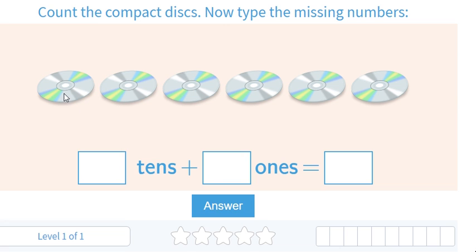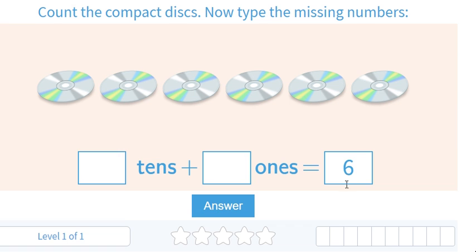So let's count. 1, 2, 3, 4, 5, 6. So there are 6 compact discs in this set. So I'm going to write a 6. But when I write the number 6, it is only one number. That means that it only has 6 ones. It's not a teen number, nor is it a number in the 20s, the 30s, the 40s, and so on. So it doesn't have any group of 10s in front of it.